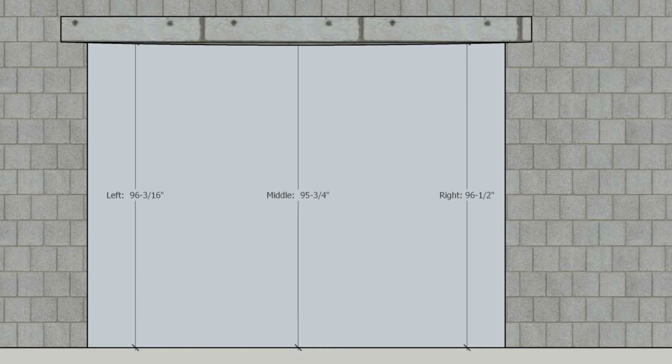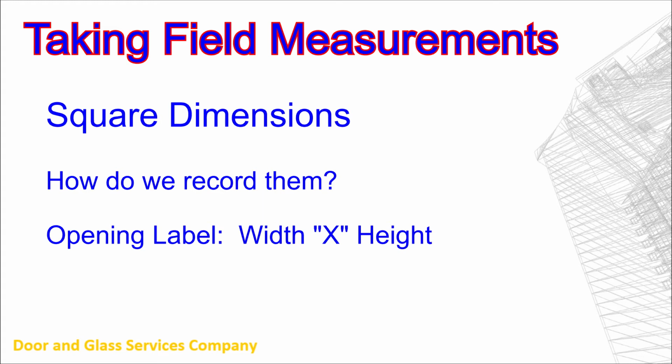But we're again going to use the smallest of these dimensions. And you want to make sure to get multiple dimensions along the length of the opening because the height has a tendency to be smaller in the middle. A lot of times we'll find that openings have a slight sag because the construction materials are bending under their own weight. And finally, we're going to record our dimensions.